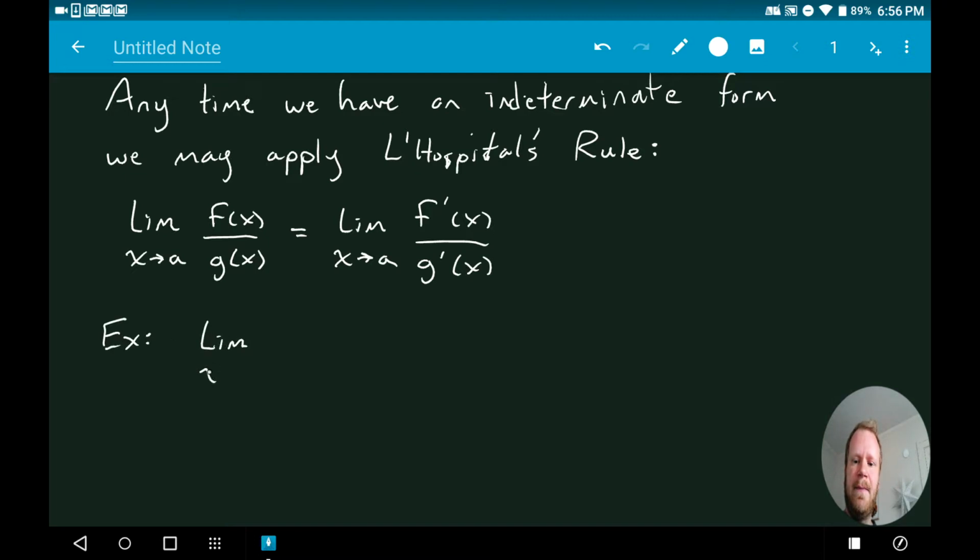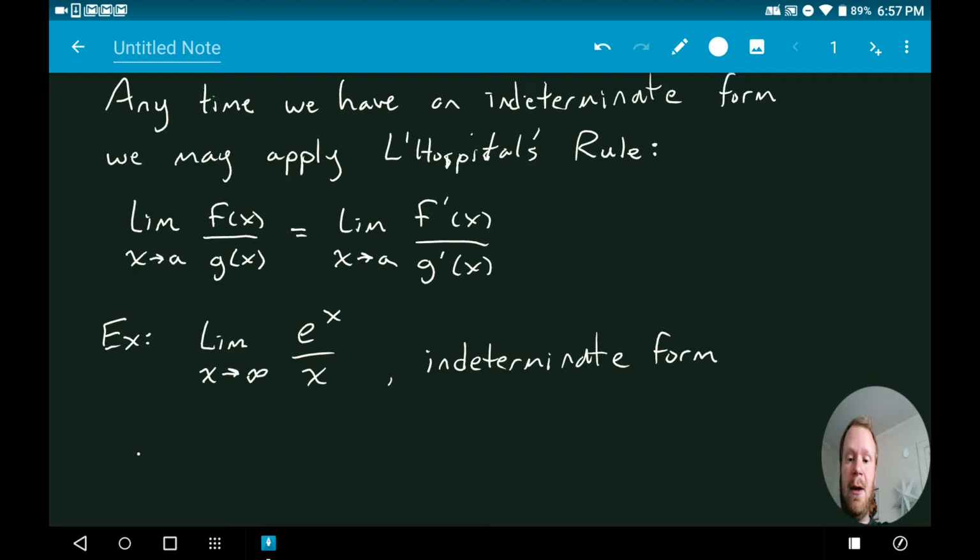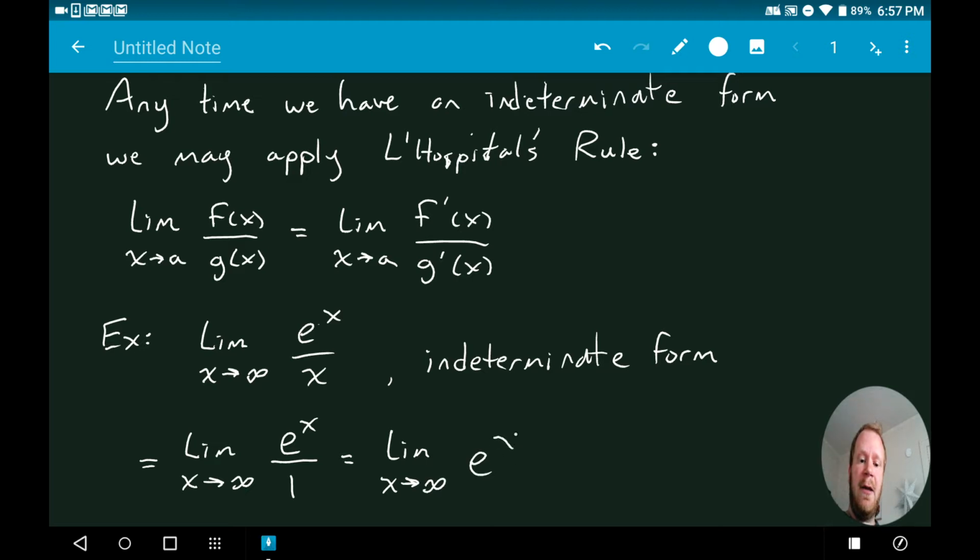We've got the limit as x approaches infinity of e to the x over x. By L'Hopital's rule, first thing we want to say is that's an indeterminate form. We need to have an indeterminate form before we do anything with it. So we can say that this is equal to the limit as x approaches infinity of the derivative of this piece over the derivative of x. The derivative here is e to the x, easy derivative, and the derivative of x is equal to 1. So we get the limit as x approaches infinity of e to the x over 1, which is just e to the x.